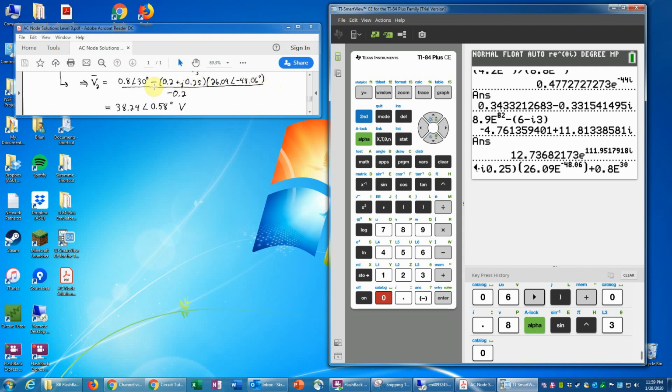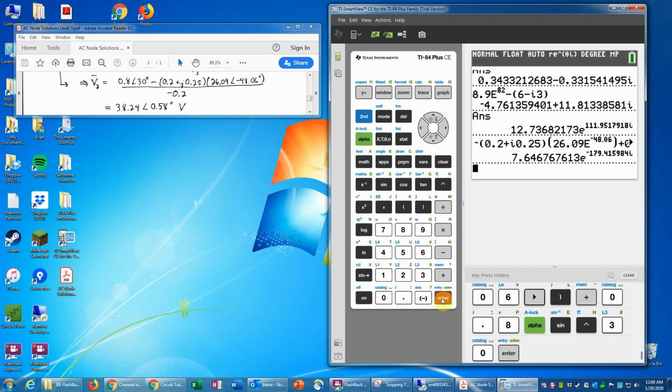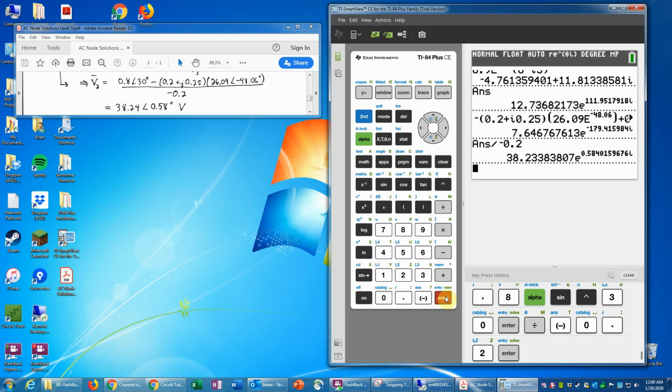Now, I could do this all in one step, I guess. I'd have to have put parentheses in back at the beginning to do that. So let's just evaluate this part. And that'll give us that. And then I'll just take my answer and divide here by the negative 0.2. So I'm doing it in two steps just to avoid getting it too complicated. And there's my answer, and indeed that is correct. That's the 38.23 at 24.58 degrees. So in this case, that angle happened to be very small, but that's just the way it worked out.